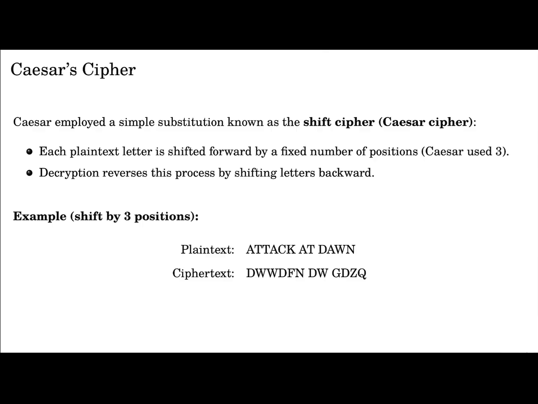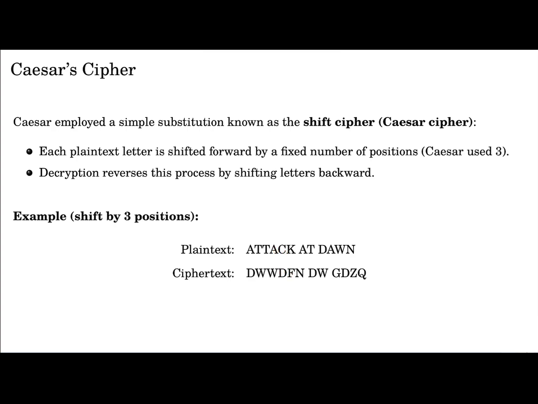For example, if we consider a shift by 3 positions, then the plaintext is the text itself that you want to send, and the ciphertext is what you are encrypting it into. What you do is you take every letter in the plaintext and you shift it 3 letters forward. So it's A, B, C, D. So A becomes a D, T becomes a W. You see the A here becomes this D, the C becomes an F, and so on.